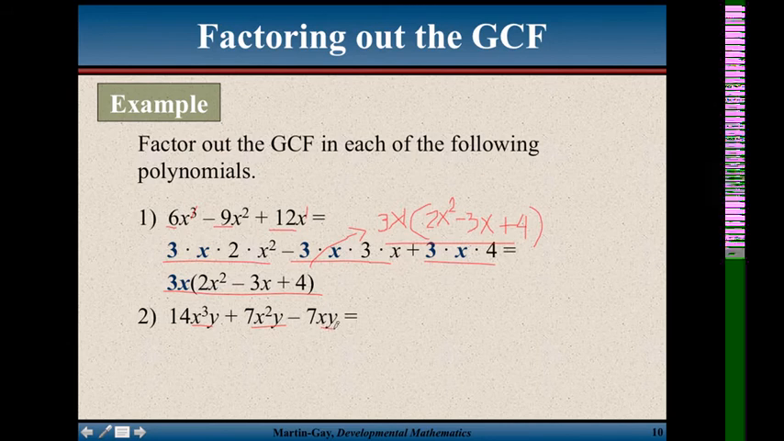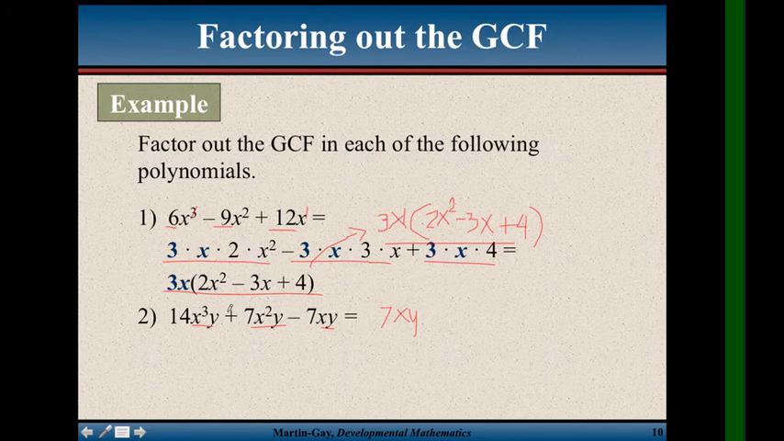So obviously, the smallest x is x raised to 1. And for y, we have y raised to 1. Right? And then for 14, 7, and 7, we have the GCF of 7 because all of them are divisible by 7. We can divide all of these by 7. So that's the factor. So 14 divided by 7 is 2.